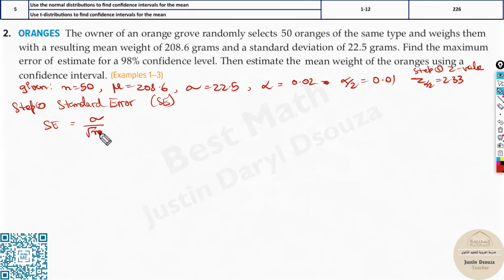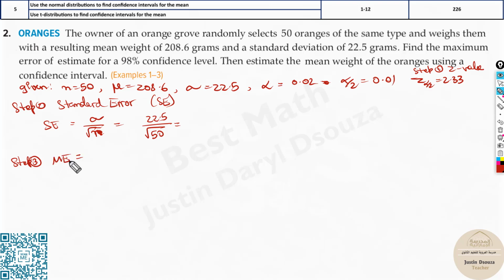This is it. It's n, sorry. n is the sample size. Now you just substitute the values. What do we have? 22.5 divided by square root of 50. And after standard error is found out, we find step 3, that is margin of error.